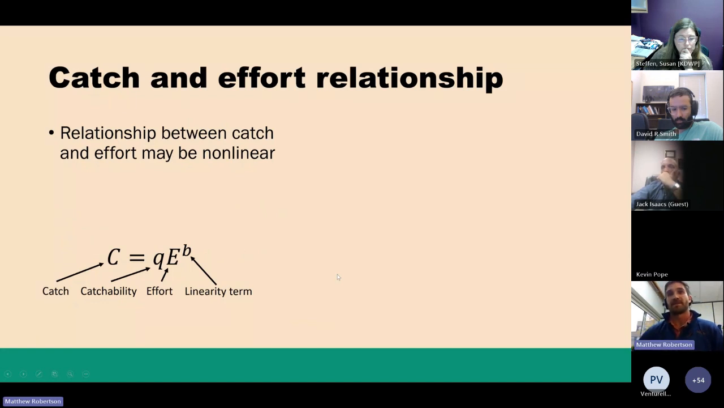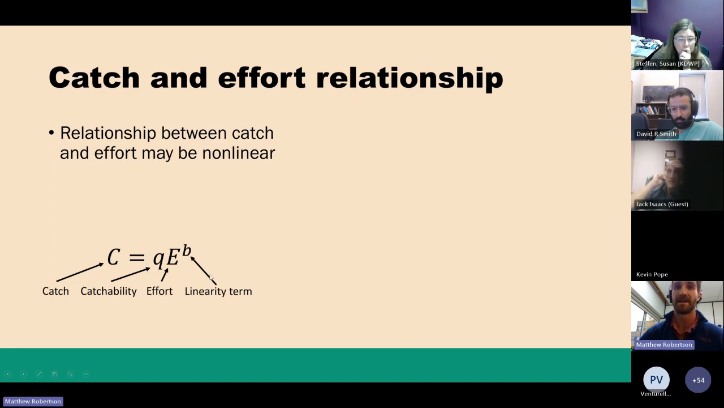Now, using that data, we then created a hierarchical generalized linear model, which I'm going to try and break down over the next few slides. The core of this model focused on the relationship between catch and effort, which is what you can see on the screen now. And so the basics of this equation are that we were trying to say that catch was related to effort based on a catchability term and a linearity term.